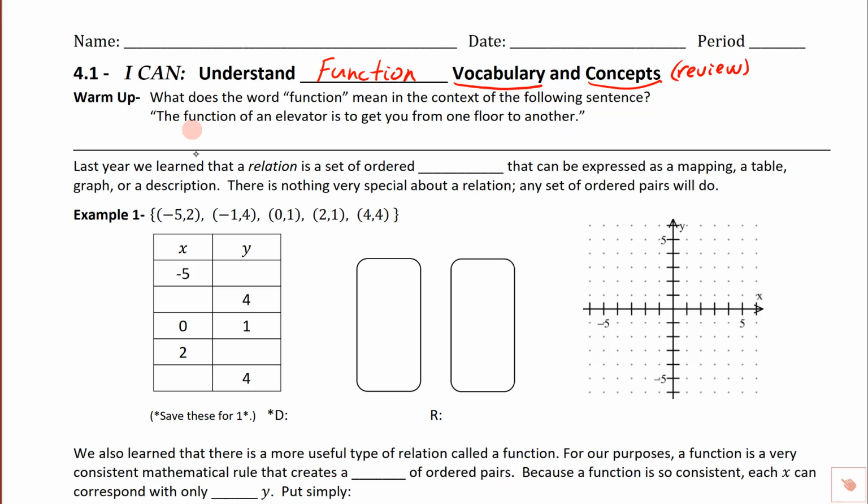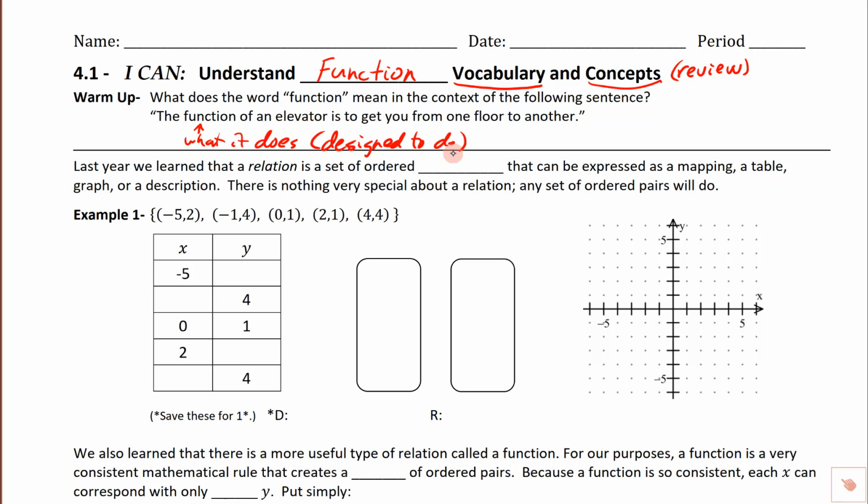So function means what it does. And I'm going to put designed to do in parentheses here. Designed to do. So that's what a function is. A function is a function of a particular item or machine or elevator in this case. It's what it does. It's what it's designed to do.